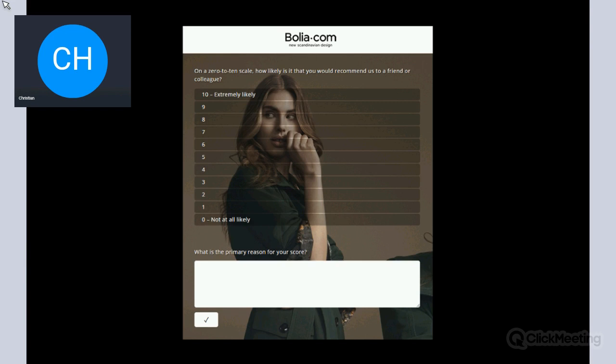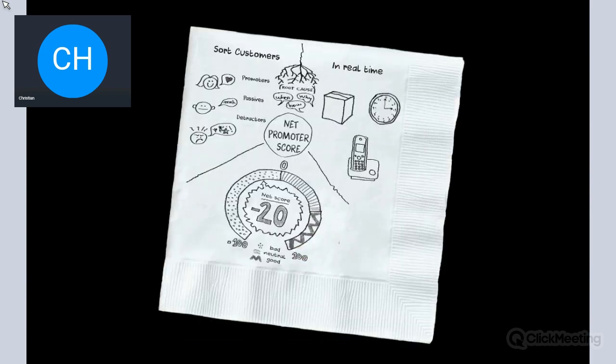For those of you who want to ask your employees, you would rephrase the question slightly. Something like, on a 0 to 10 scale, how likely is it that you would recommend this company as a workplace to other people? It is a really simple methodology. It is actually that simple that it can be written on a napkin.